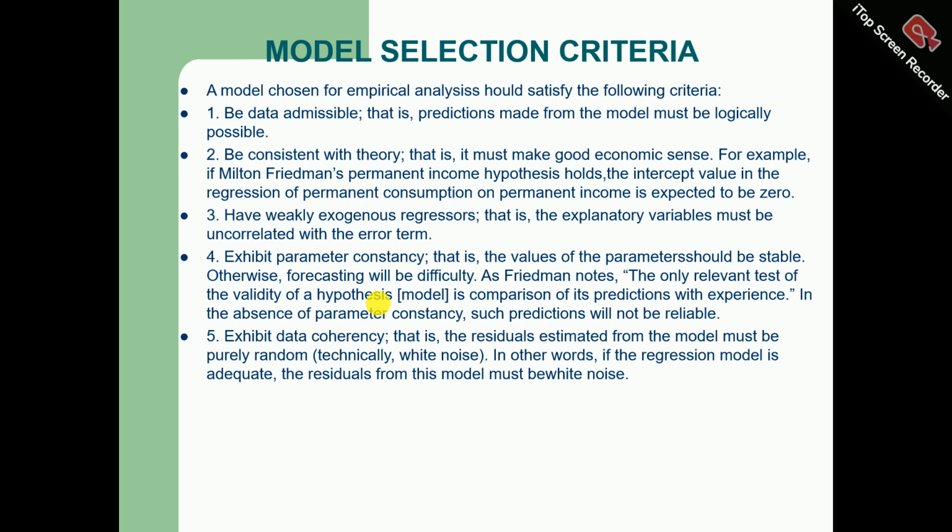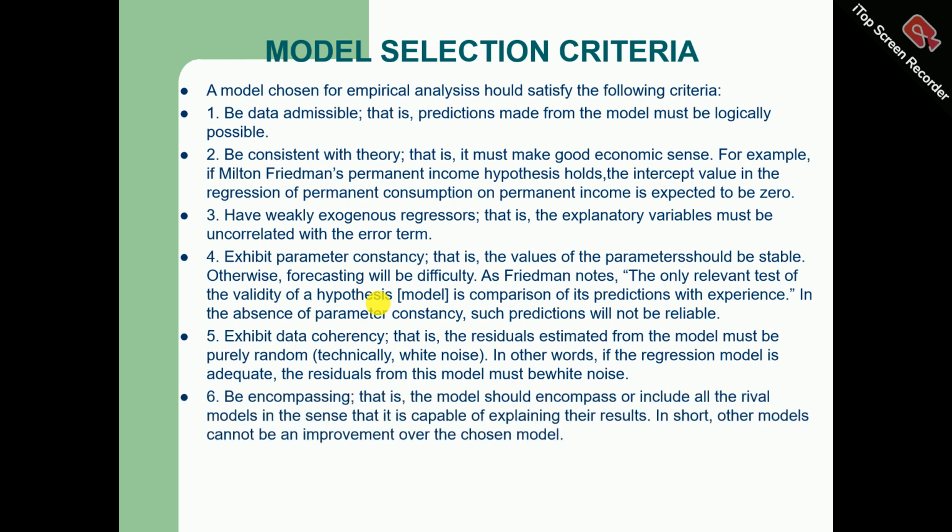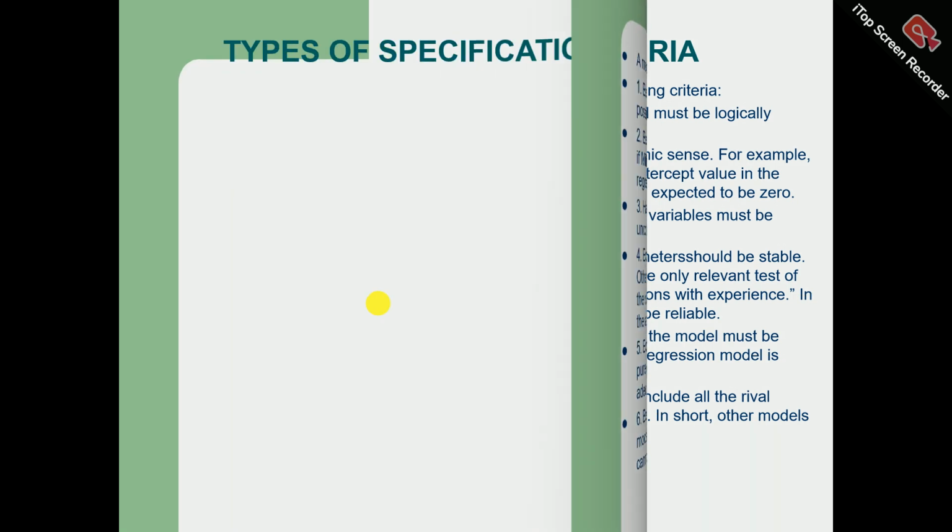Another criterion is that of data coherency, and it means that the residuals estimated from the model must be purely random or white noise. In other words, if the regression model is adequate or a better one, the residuals from this model must be white noise. It must be encompassing, which means that if there are a number of models, other models cannot be an improvement over the chosen model for empirical analysis. That is, the model that we think is adequate should be an improvement over other alternative models. Others should not be an improvement on the one that we chose for empirical analysis.